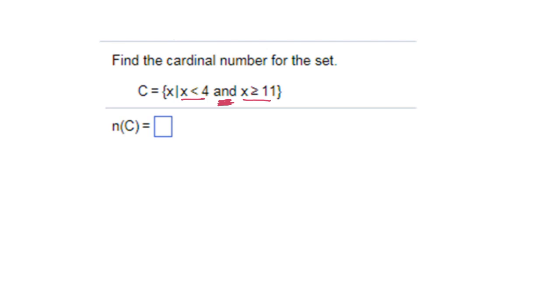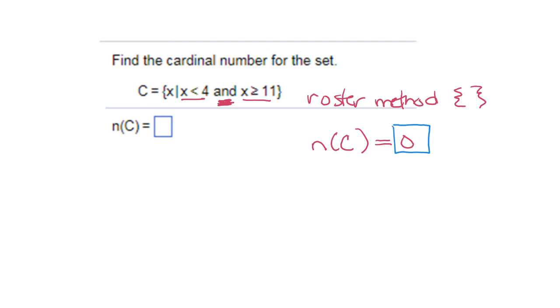The answer is no. So what happens is in roster method form, this will give you the empty set. There are no elements or numbers that are less than 4 and at the same time greater than or equal to 11. That's an empty set. So if we're looking at the cardinality for set C, the answer will be 0 because there are no elements that satisfy that.